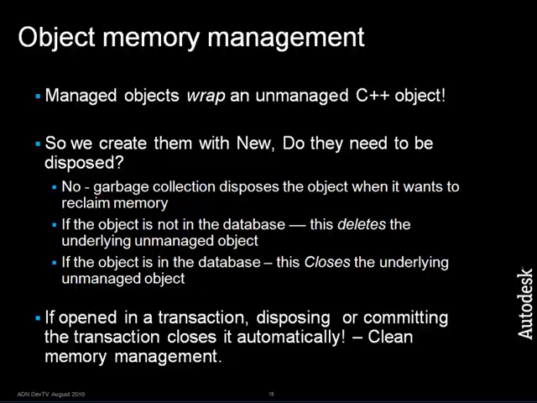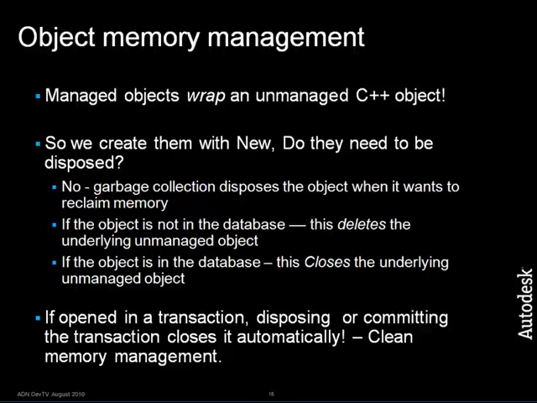It is helpful to understand a few things about memory when we use the AutoCAD .NET API. The managed objects in the .NET API are wrapped by unmanaged C++ objects. When we use the new keyword to create a new object, you do not need to dispose of them because of the .NET garbage collection behavior. If the object is disposed and it is not in the database, the underlying unmanaged object is deleted. If the object is database resident, the underlying unmanaged object is closed. If we use a transaction, which we will do most of the time, disposing or committing the transaction closes the unmanaged object.